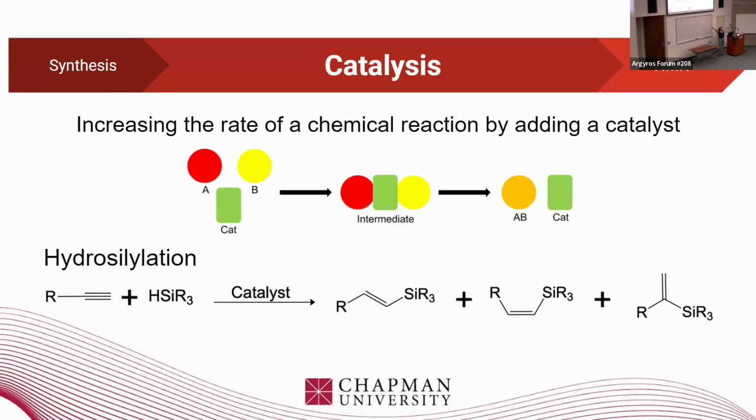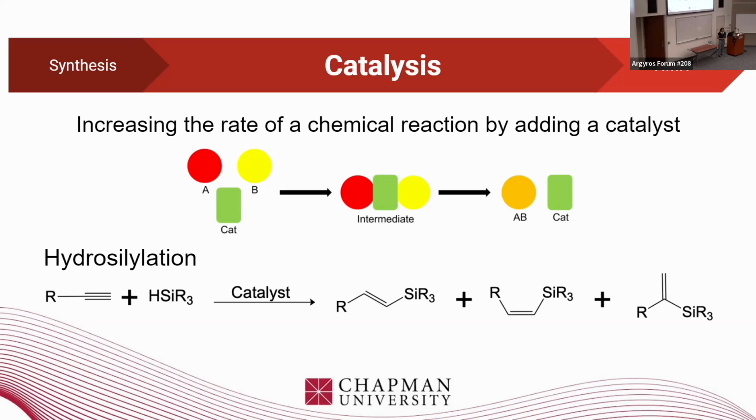So then we use the catalyst in catalysis, which is increasing the rate of chemical reaction by adding a catalyst. Catalysis is essentially taking two materials like A and B, adding a catalyst to form an intermediate, and then that intermediate becomes the product. It kind of glues the two, A and B, to make product AB, but the catalyst is not used in the reaction at all. Therefore, it is not within the product.